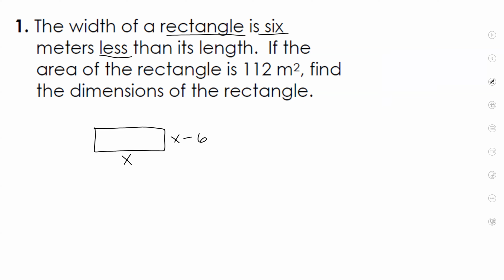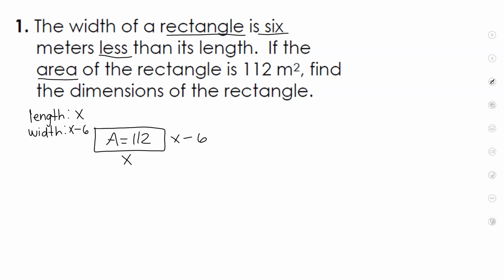Okay, so let's write what this means. The length, just represented as X. Your width is X minus 6. It says the area of the rectangle is 112 meters squared. So we're going to find the dimensions of this rectangle, meaning we need to find what X is.